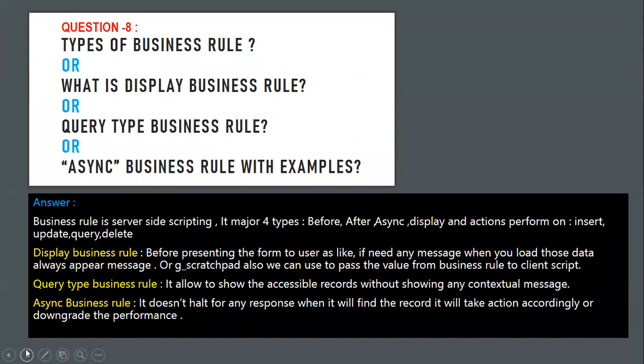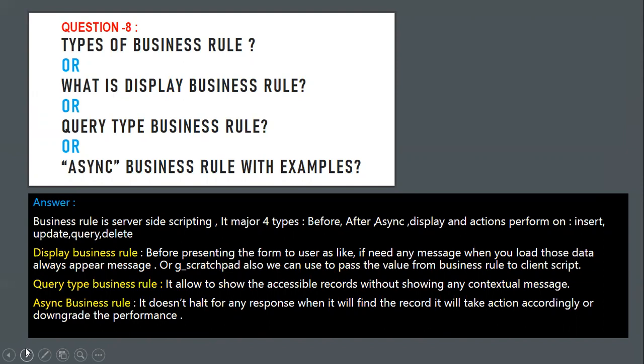Next question: types of business rule. What is a display business rule, a query type business rule, and an async business rule, with examples? The answer would be: a business rule is server-side scripting. It has four types: before, after, async, and display, and the actions are performed on insert, update, query, and delete.